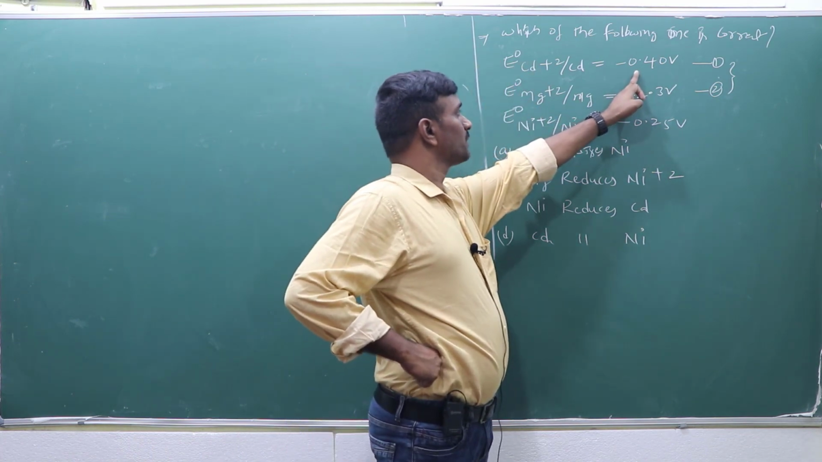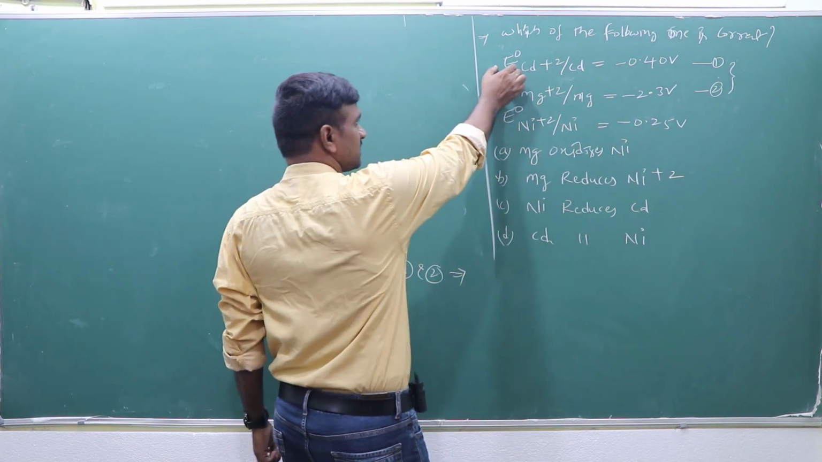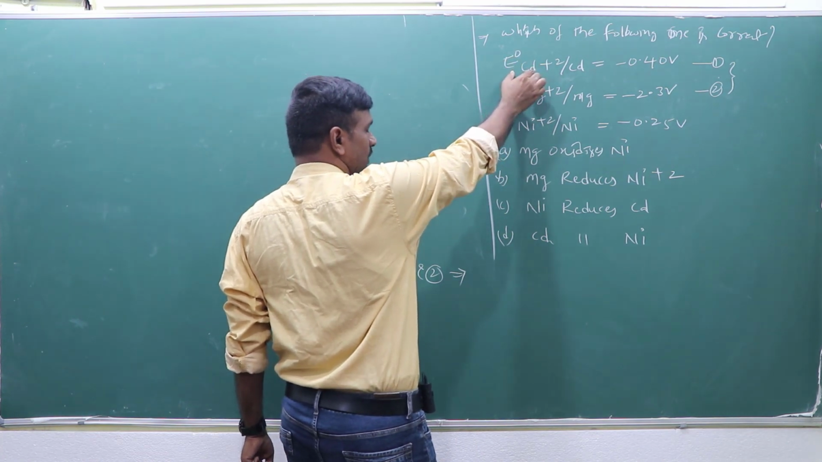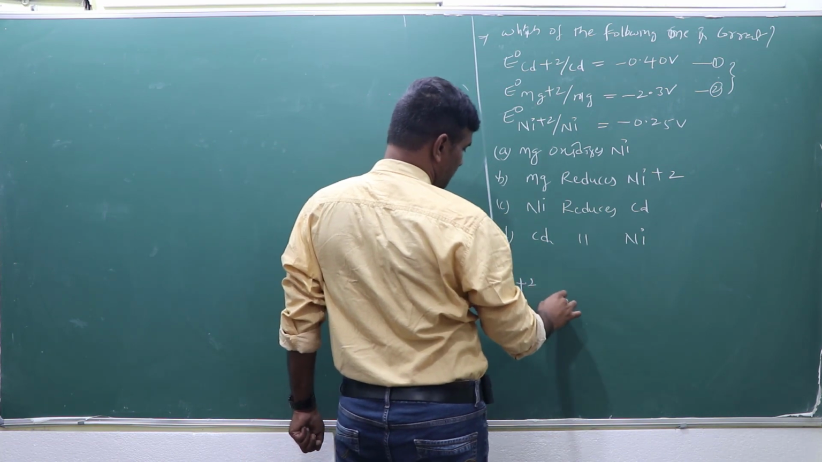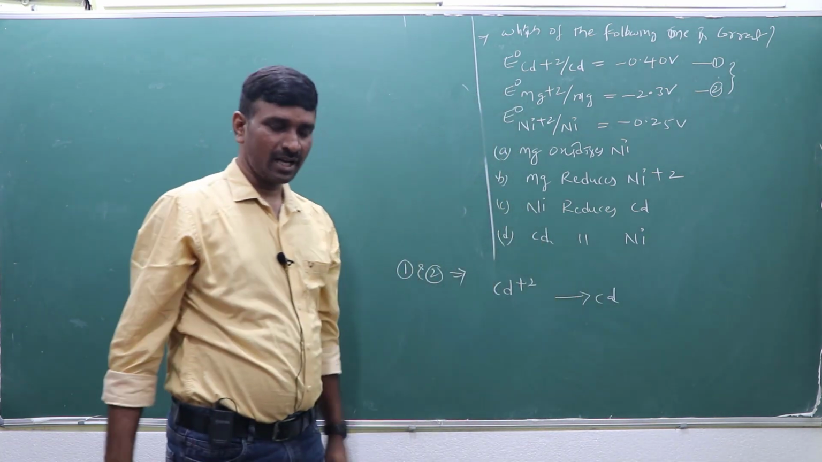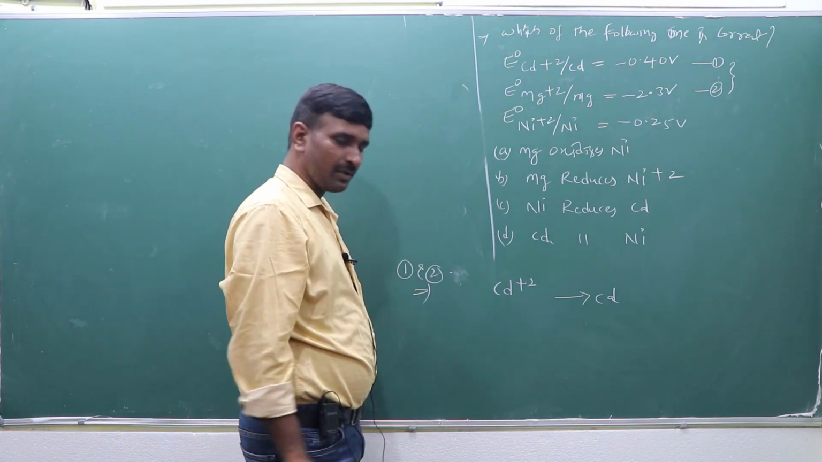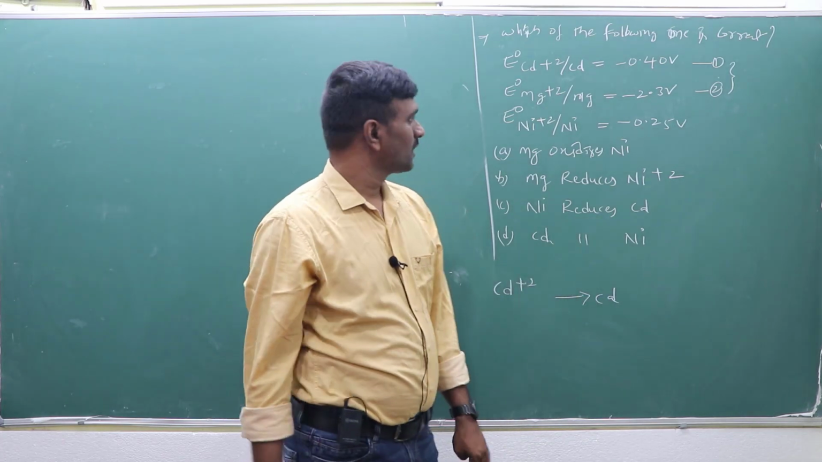This value is more: the cadmium plus 2 to cadmium value is more. That means the highest reduction potential is this one compared to the other two. The highest reduction potential is going to be which one? A reduction reaction takes place. That means Cd plus 2 is going to be cadmium while taking 2 electrons. I can write the reaction directly. Final reaction: Cd plus 2 plus 2 electrons gives Cd.